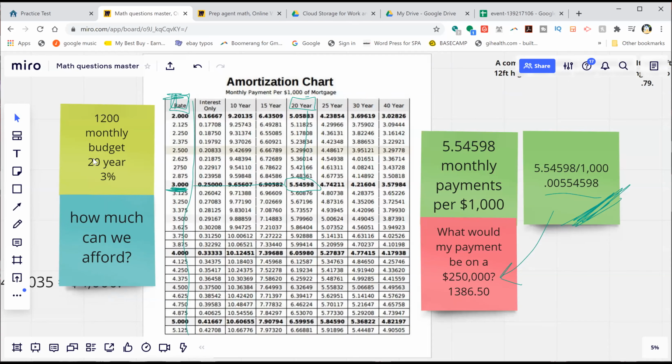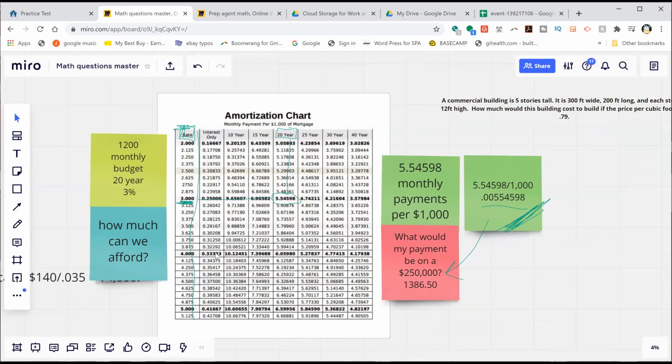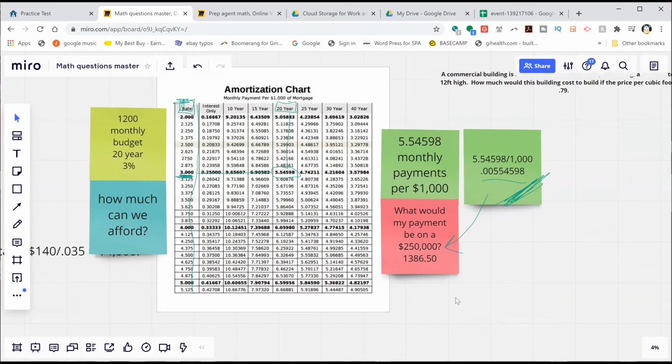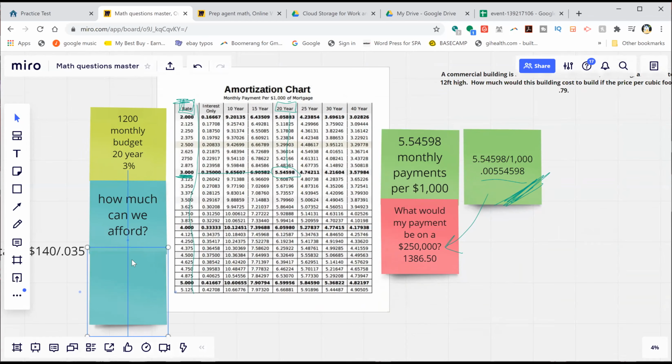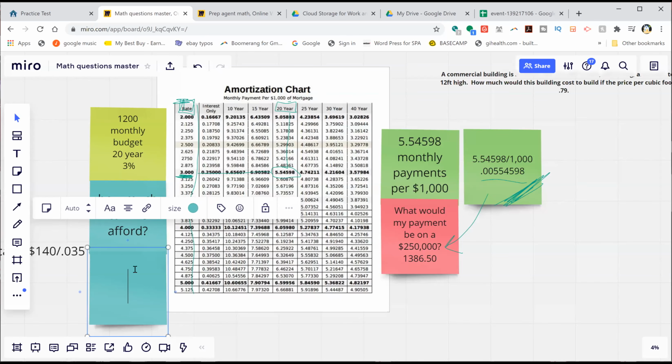So let's do this. The first step that we want to do is, I know you guys want to multiply. You always love multiplying. But in this one, what we have to figure out is how much we can afford, okay? If our budget is $1,200, we have to figure out how many of the monthly payments can fit into our budget. So we're going to take $1,200, which is our budget, and divide it by the monthly payment factor.